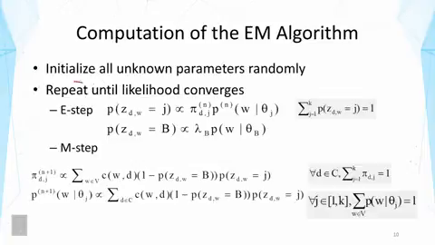This is the initialization step. And then we will repeat until likelihood converges. Now, how do we know whether likelihood converges? We're going to compute the likelihood at each step and compare the current likelihood with the previous likelihood. If it doesn't change much, we're going to say stop, right?